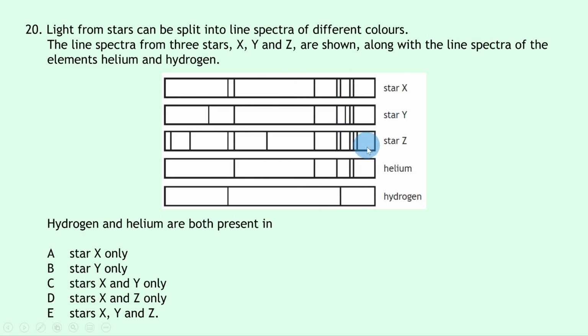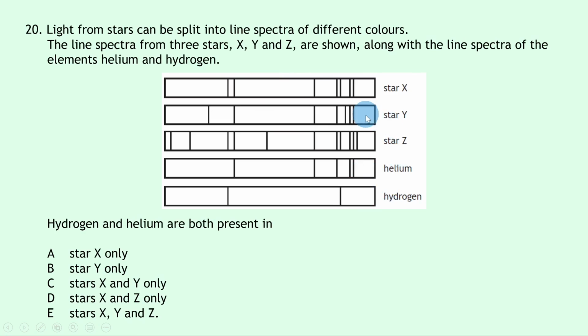So for star X, we can see we've got these two lines from helium. We've then got this line and this line combined, which would give us these two lines for star X. We've then got one line up here for star X, which would be given by the one from helium here. And we've then got one here from the helium as well, and one here from the hydrogen. So it looks like star X has both hydrogen and helium in it.